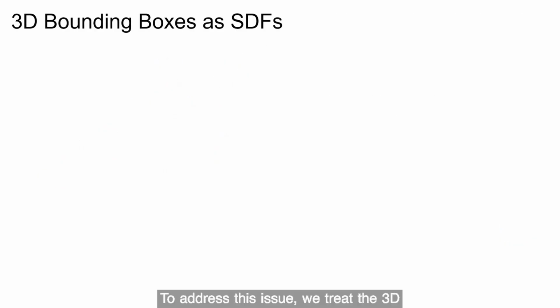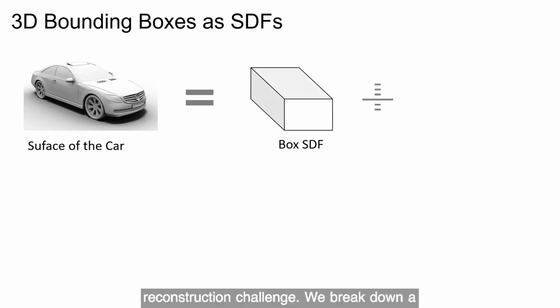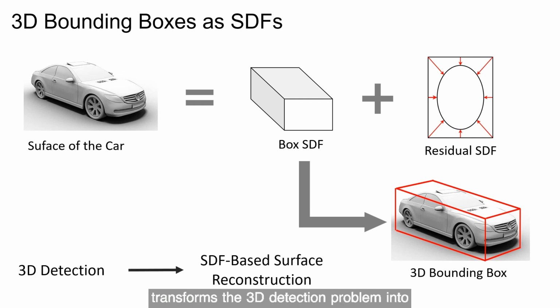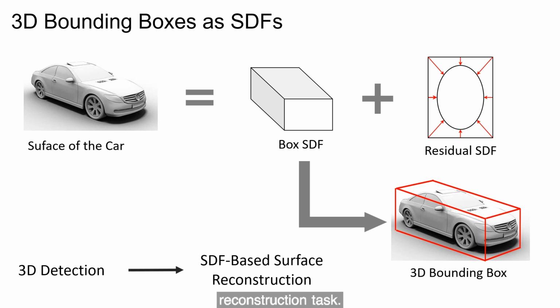To address this issue, we treat the 3D detection task as an SDF-based surface reconstruction challenge. We break down a car's surface into two components, a box SDF representing the basic 3D bounding box, and a residual SDF that captures the deviations between the car's irregular surface and the box. This approach transforms the 3D detection problem into a more manageable SDF-based surface reconstruction task.